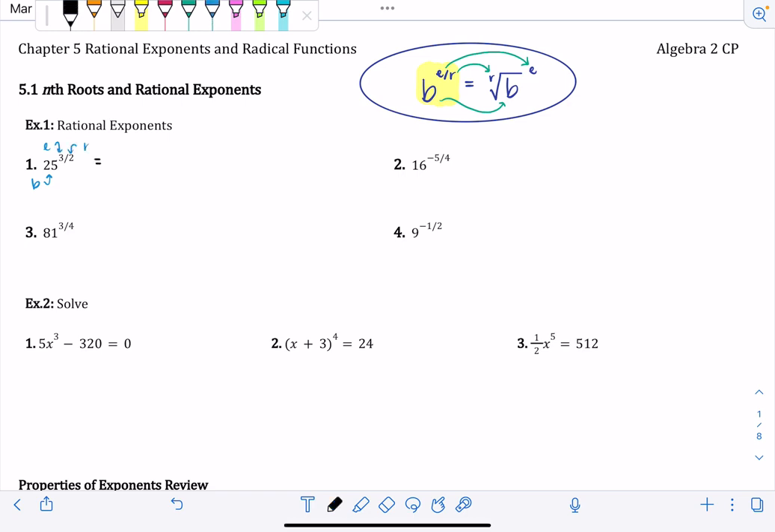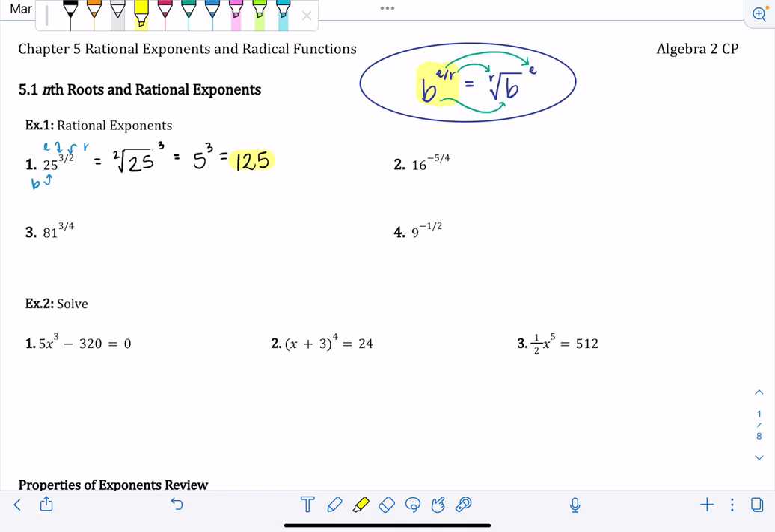So if we rewrite it in radical form, the 25 would go inside the radical. R is telling me what type of radical it becomes, so it'll become a square root. You don't need to put the 2 there, but if you want to, you can. And then after that, we'll raise it to the 3rd power. So now that we've rewritten in radical form, I'll take the square root of 25, so that's 5, and then I'll raise that 5 to the 3rd power, which is 5 times 5 times 5, or 125. So 25 to the 3 halves power becomes the square root of 25 cubed. Square root of 25 is 5, 5 to the 3rd power is 125.